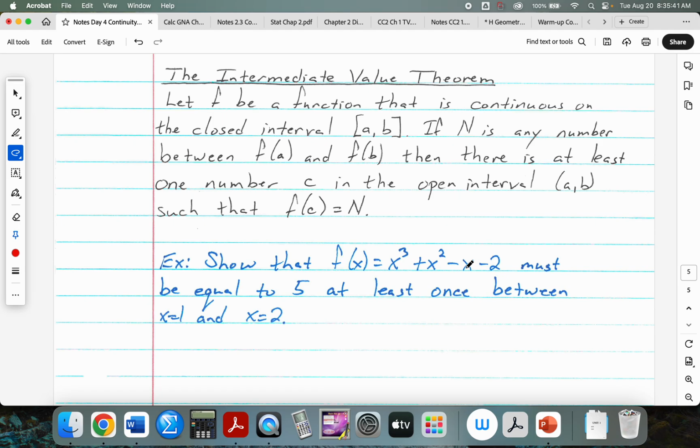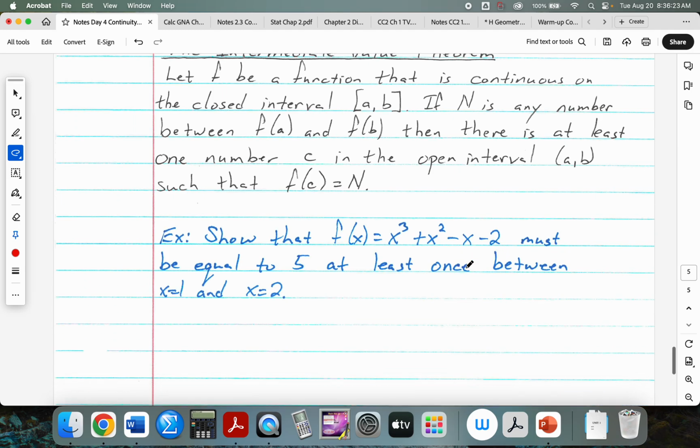So the intermediate value theorem says, let f be a function that's continuous on the closed interval from a to b. If capital N is any number between f of a and f of b, then there is at least one number c in the open interval a to b such that f of c is equal to capital N. At some point, the function had to go through N. Could it go through multiple times? Absolutely. In the temperature example, it may have gotten hot. We may have had a brief shower. The temperature goes down. It comes back up. Well, that's at least 3 times that it went through that.